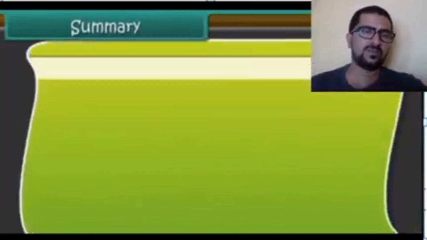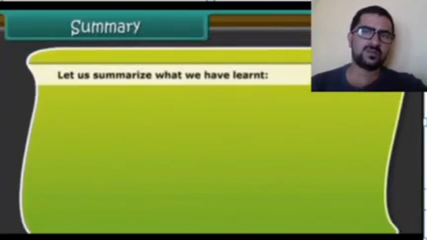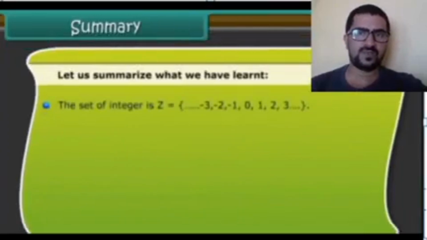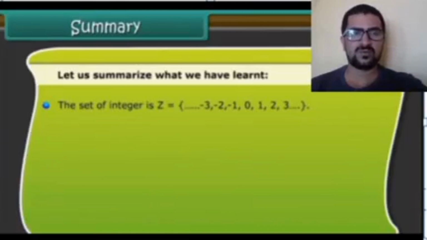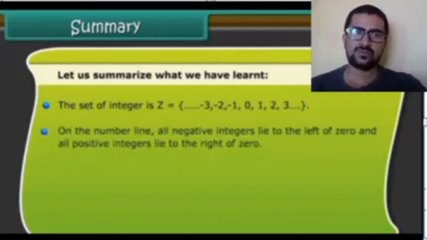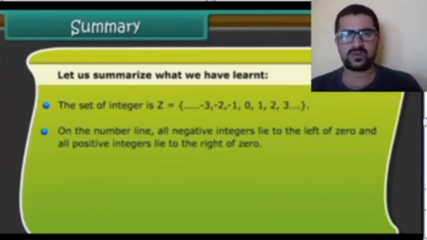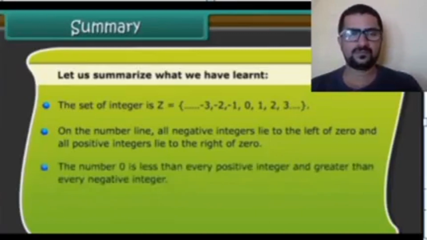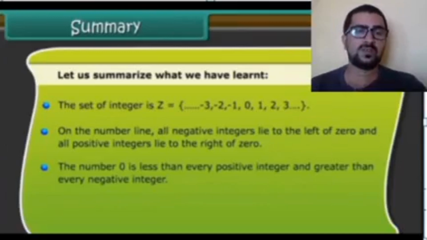Summary. Let us summarize what we have learned. The set of integers is Z, which is equal to within brackets minus 3, minus 2, minus 1, 0, 1, 2, 3. On the number line, all negative integers lie to the left of 0 and all positive integers lie to the right of 0. The number 0 is less than every positive integer and greater than every negative integer.